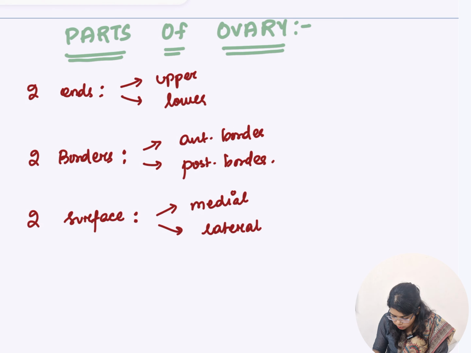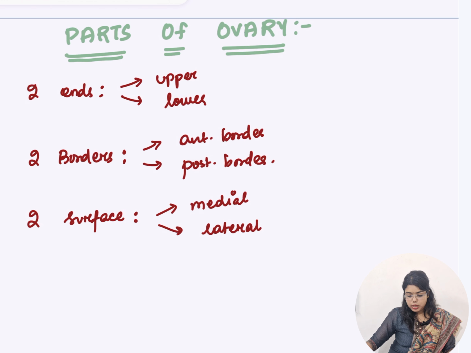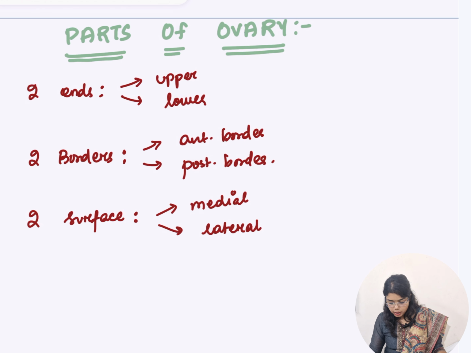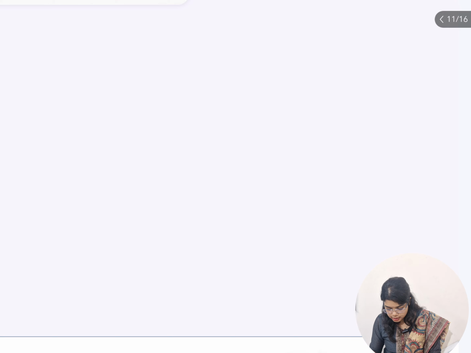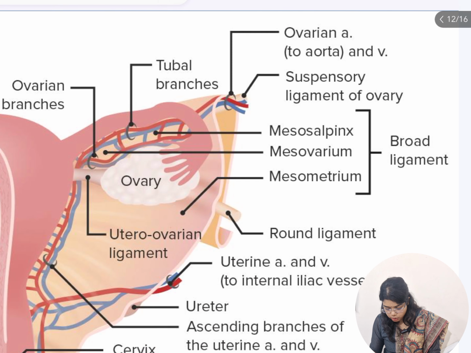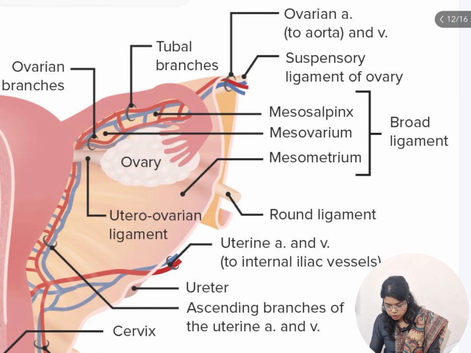So, knowing the parts of the ovary, we can tell about the relations of the ovary also: what structures are associated with the upper pole, with the lower pole, what structures are present medial and lateral to the ovary, and similarly at the anterior and posterior borders. Let's see this image. I'll explain, then you can tell the relations of the ovary yourself.